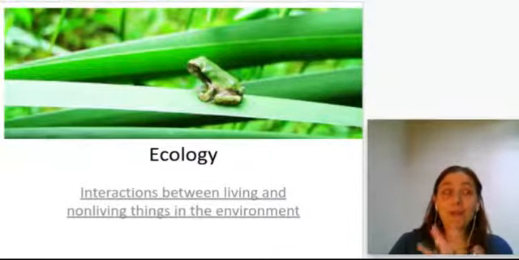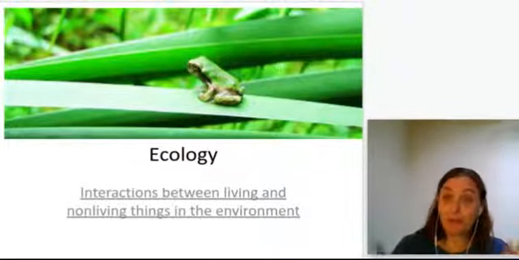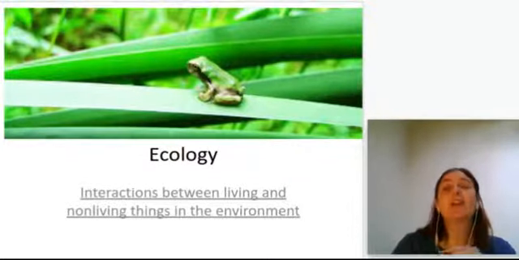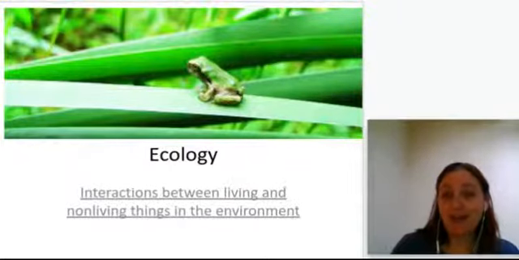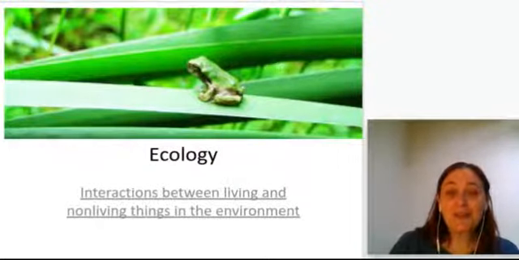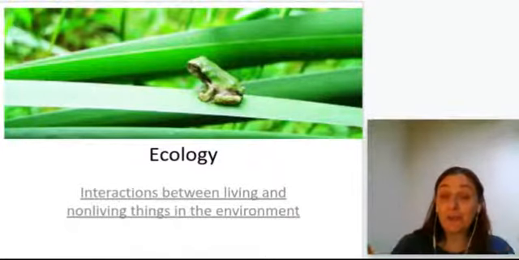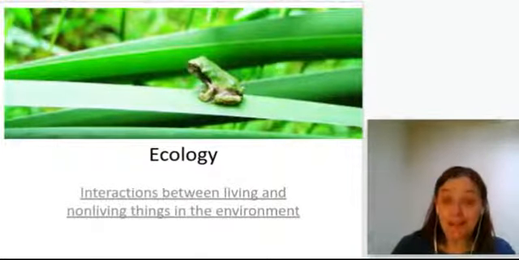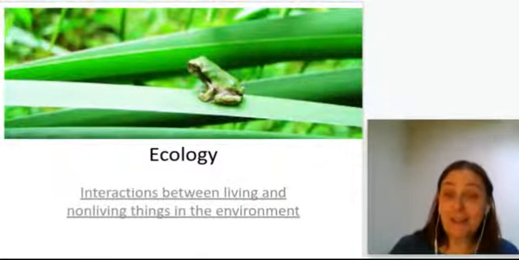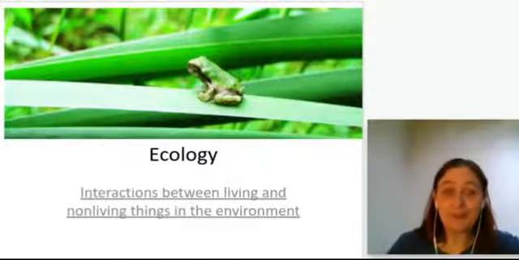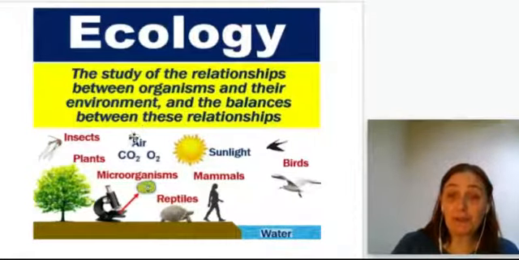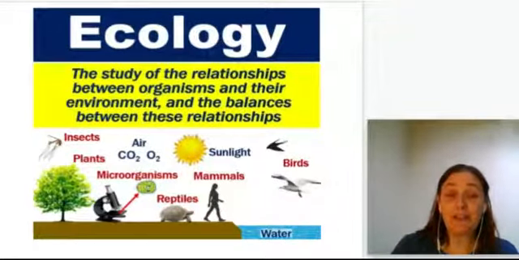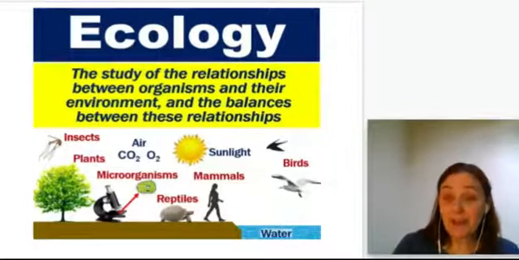And so one of the things that ecologists, people who study ecology, like to do is classify things. That's what scientists frequently do, right? We've seen a lot of classification. And so we are going to start with something that we began the year with, and that is the difference between living and non-living things, right? So we have the study of the relationships between organisms, that's living things, and their environment, and the balances between these relationships.